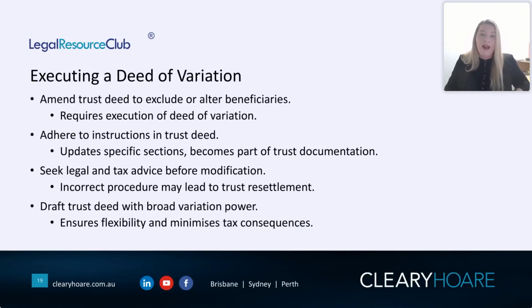Another really important aspect of setting up a trust is ensuring that we have a variation power. These trusts can go on for 80 years and a lot can change within that period. You might change the trust purpose. There might be people that enter into the family, or there may be falling outs within the family. And so there's people that you want to include or exclude.